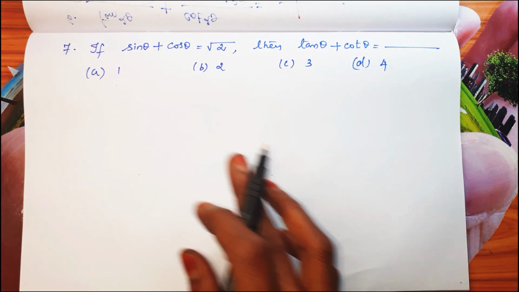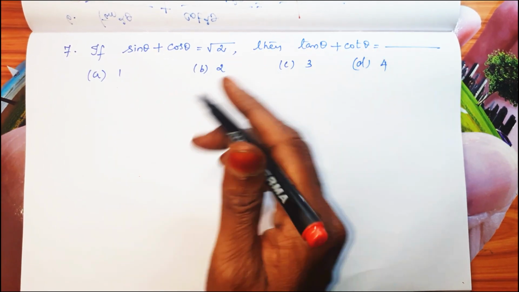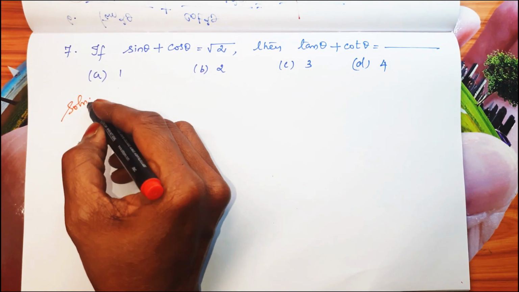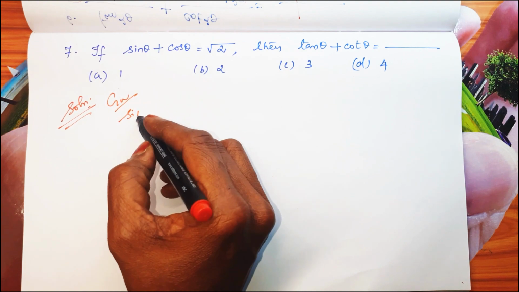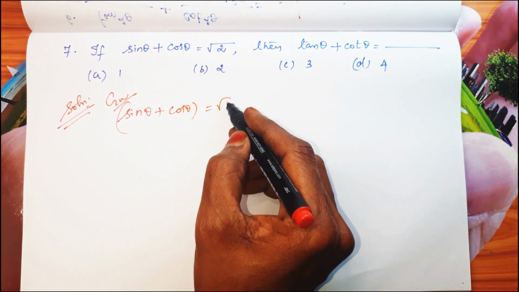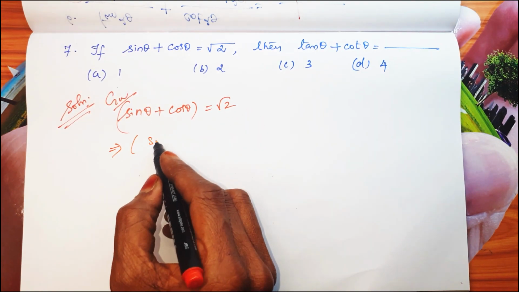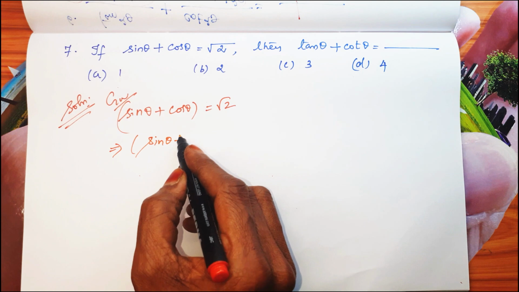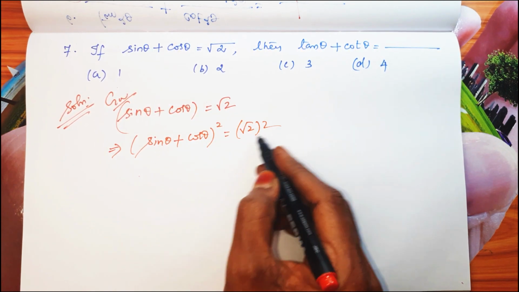The next problem is: if sin theta plus cos theta is root 2, we are going to find what is tan theta plus cot theta. Given sin theta plus cos theta is root 2, squaring both sides. So what we get? Sin theta plus cos theta the whole square is equal to root 2 the whole square.